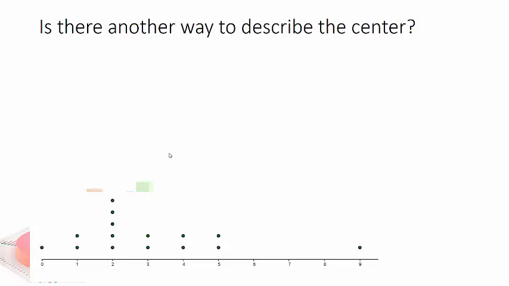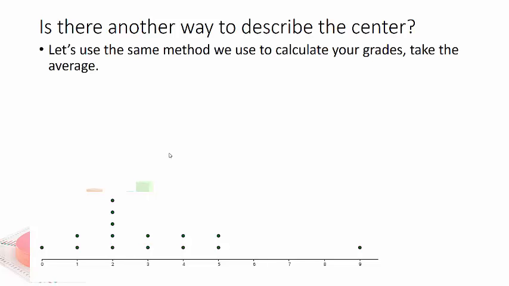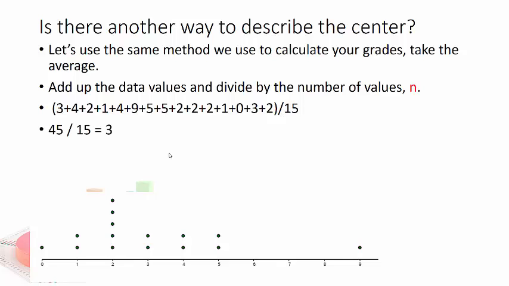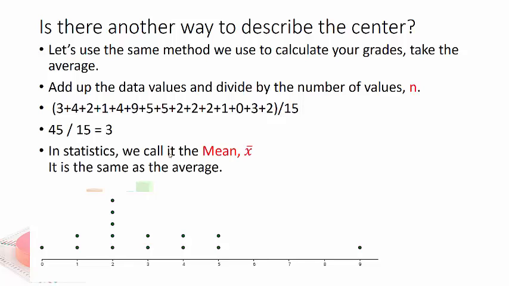Well, we looked at just putting everything in order. Maybe we could use the same method we use to calculate your grades, which is take the average. And how do we do that? We add up the values and divide by n. So in this case, we would add up all those points, divide by 15, and get 3. In statistics, we call it the mean. And it's not just because some people think statistics teachers are mean. We call it the mean, and it is the same as the average.